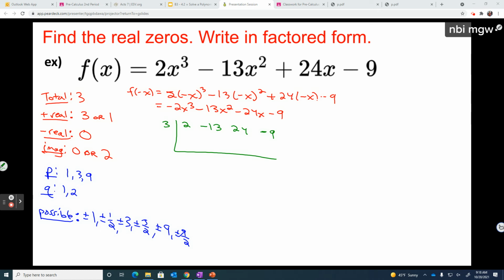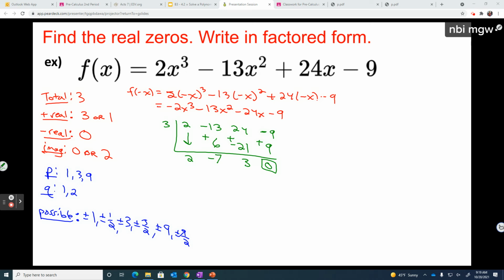Then you just go through your synthetic division. Bring the 2 down. 3 times 2 is 6. Add 1 again, negative 7. Times 3 is negative 21. Add 3. There we go. All right, so that's good.